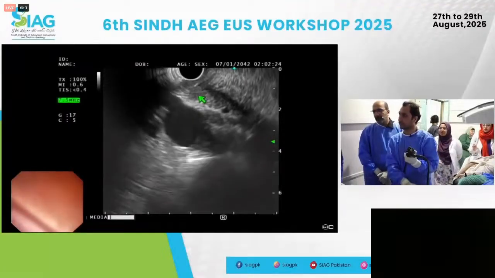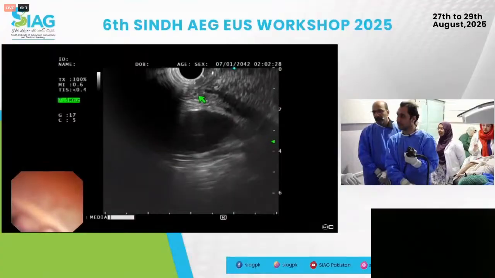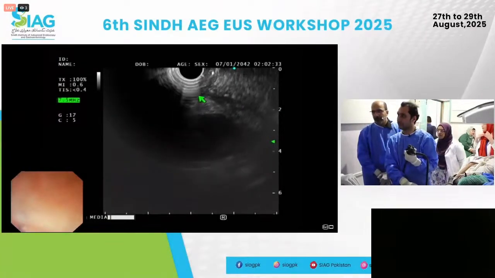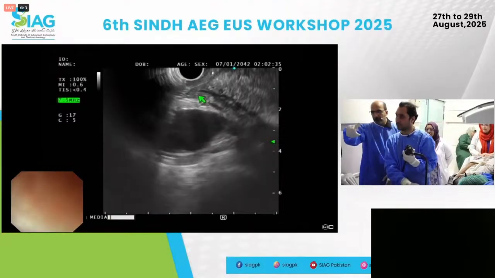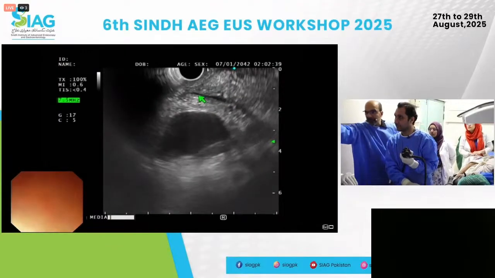Yeah, there you go. Keep going. It's okay. Keep going counter. And you have to pull back a tiny bit for this, for her. No, actually, that's the bile duct there now, right?